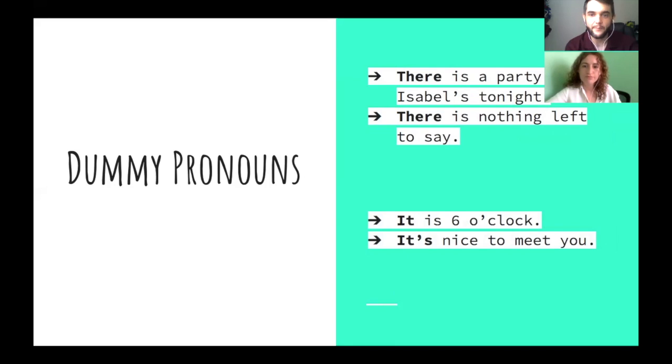To provide an example, we have, there is a party at Isabel's tonight. We use there because there's no subject in this sentence, but in order to follow all of the rules on how to properly construct a sentence, we include the word there. This is also true with the word it, such as in the sentence, it is 6 o'clock. There's no subject in this sentence, so we use the word it so that we have a subject to fulfill the rules of making a proper sentence.